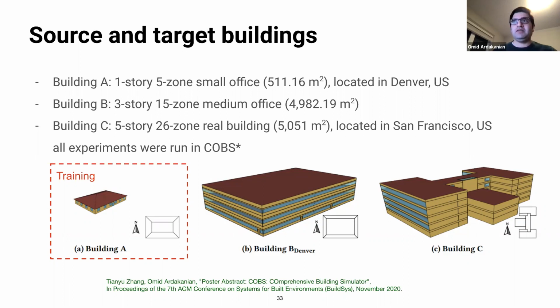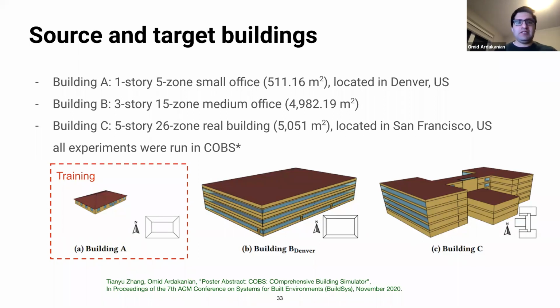So we had 3 buildings, a 1-story 5-zone small office building located in Denver, Colorado. We had building B, a larger building. This is one of the prototype buildings from the Department of States, and this is located in, in fact, we changed the location. It can be in Denver or it can be in San Francisco because we use different weather data.